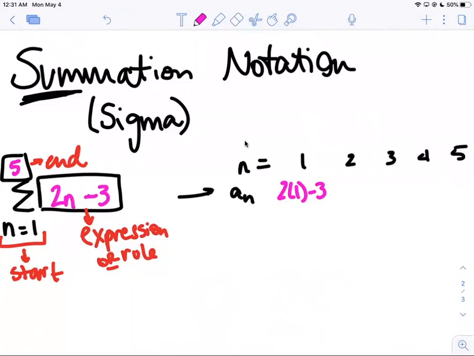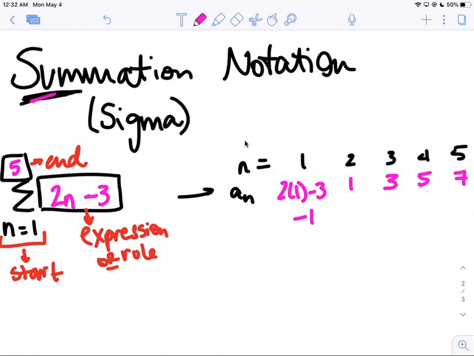2 times 1 minus 3 is going to be negative 1. Now, if I plug a 2 in, it's 2 times 2, which is 4. 4 minus 3 is 1. Now plug a 3 in for the third one. 2 times 3 is 6. 6 minus 3 is 3. 4: 2 times 4 is 8. 8 minus 3 is 5. And then last is 5. 2 times 5 is 10. 10 minus 3 is 7. So we just made a list of all of those.